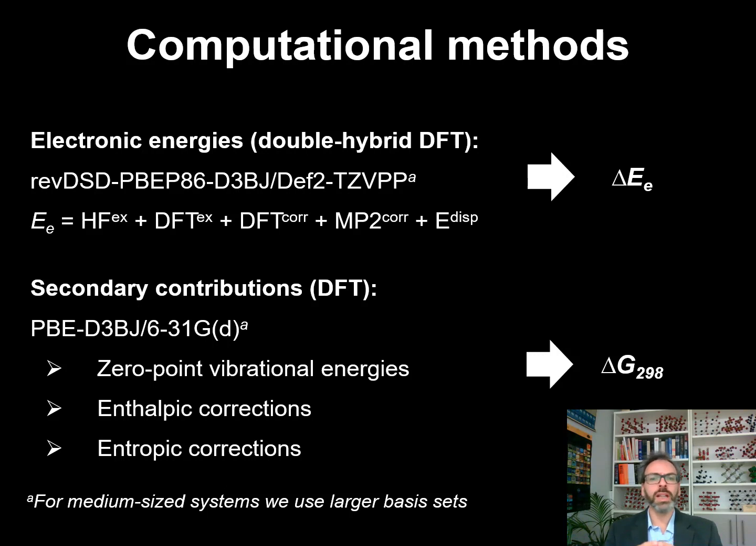We calculate our electronic energies with the revDSD-PBEP86 double hybrid density functional, which was recently developed by Jan Martin from the Weizmann Institute. This double hybrid density functional has been shown to give reliable results for large systems such as those we are considering in the present work. And we convert our electronic energies to Gibbs free energies at room temperature using enthalpic and entropic corrections, which are calculated at the DFT level. So all of the reaction barrier heights that we are going to look at today are calculated on the Gibbs free energy surface.